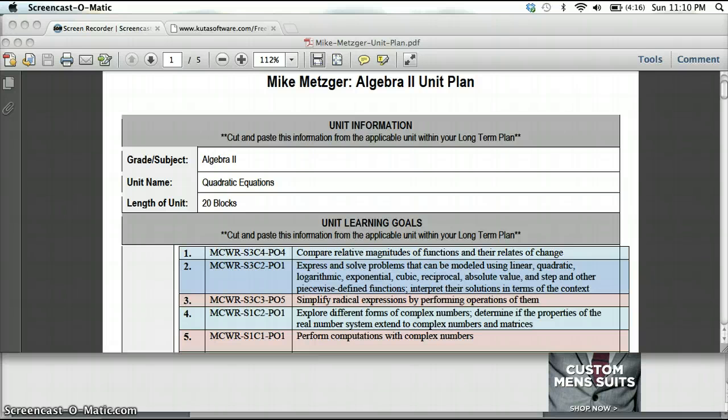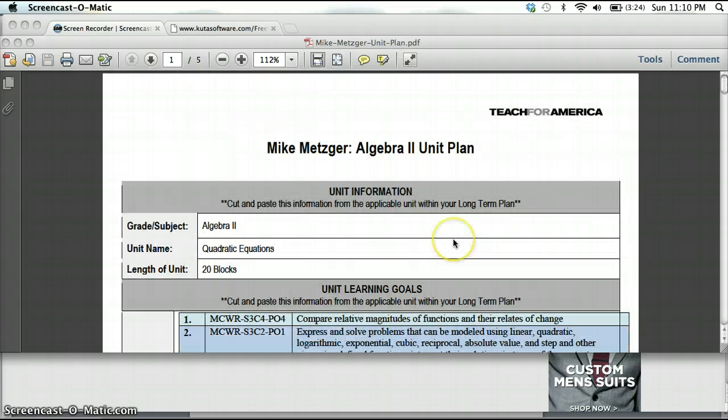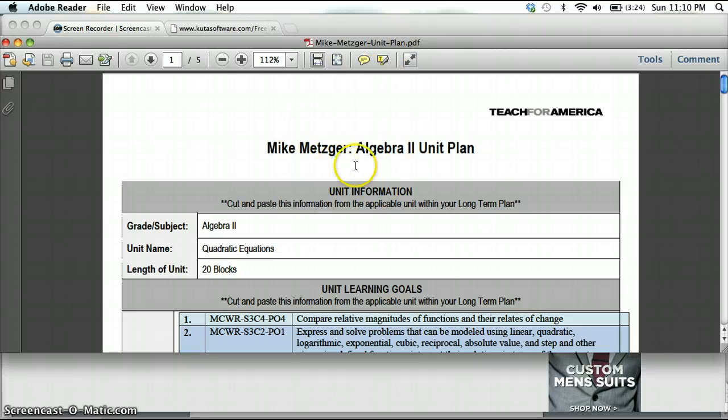Now, we are going to watch this together and plan our unit plan together, so that when you come into the actual session, you'll be able to have work time. So, we're going to talk a little bit about unit planning. Now, we're going to use Mike Metzger's Algebra 2 unit plan as an example.